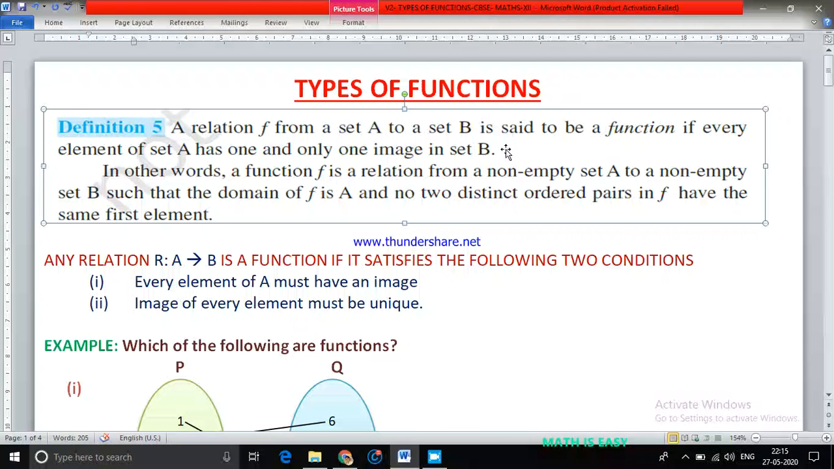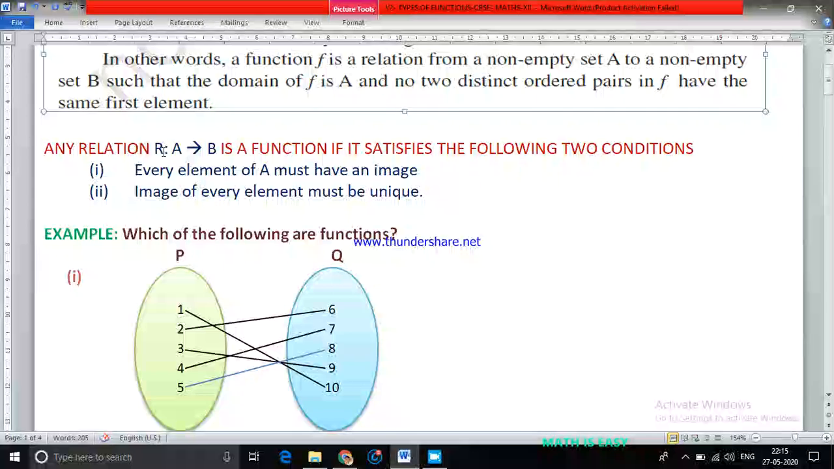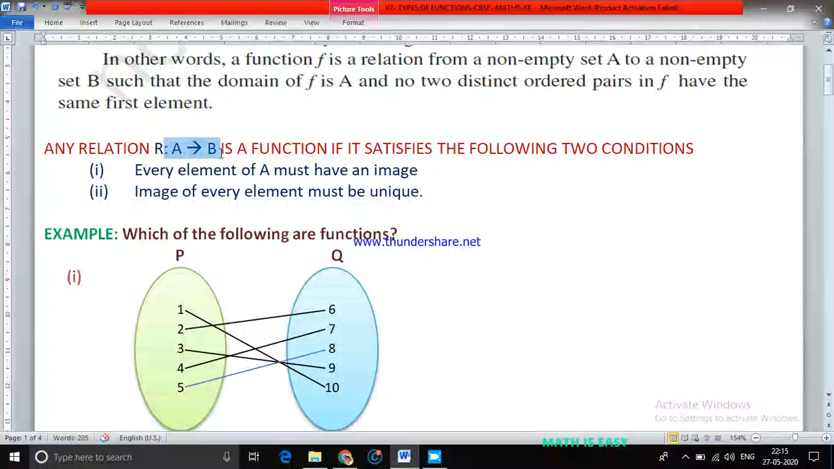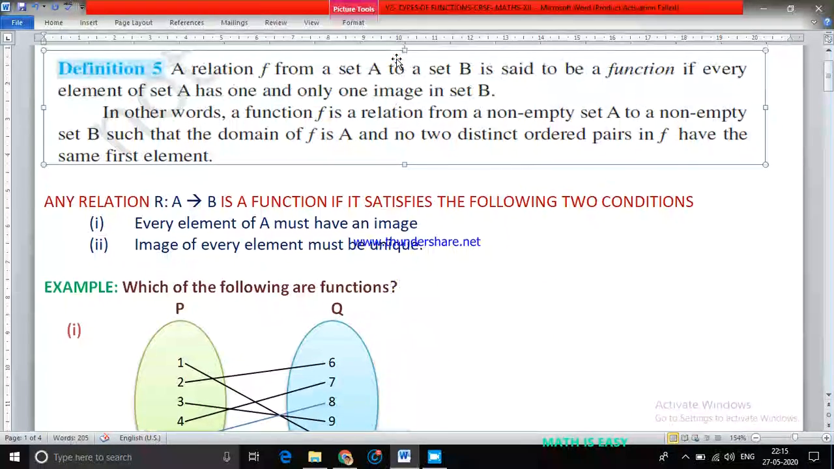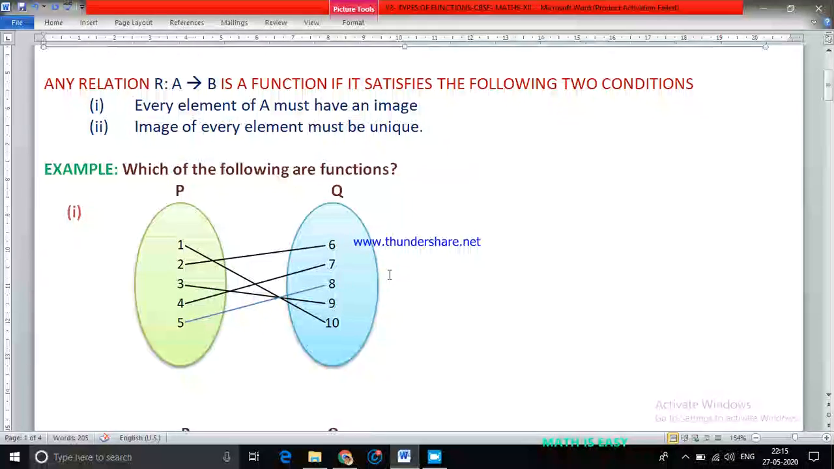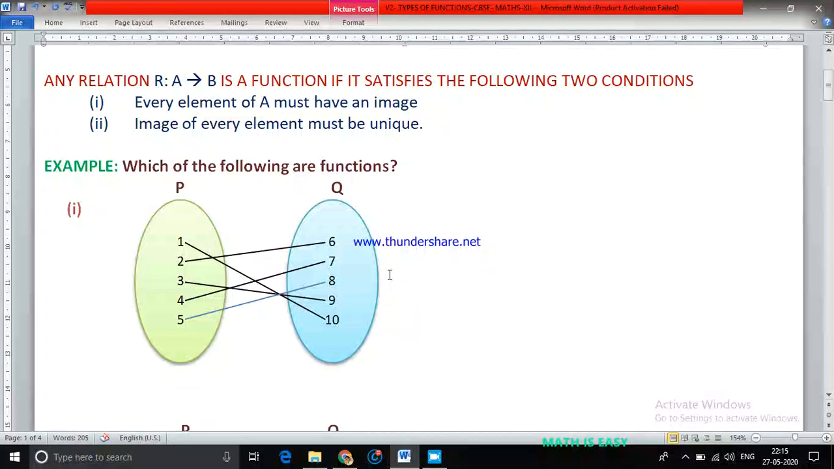That means if I say function f is from A to B, then every element of A must have an image, and that image has to be unique. So here two things are there. R is a function from A to B if it satisfies the following two conditions. Let's see what the two things are that must be satisfied so that I can call a relation a function.